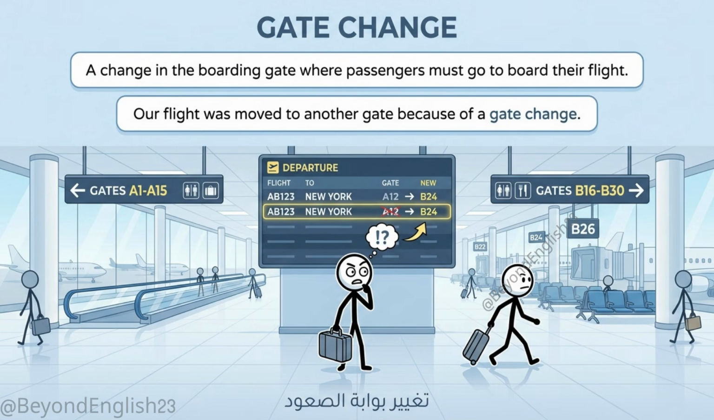4. Gate change. A gate change happens when an airline moves a flight's boarding location from one gate to another. Passengers should check airport screens and announcements for updates. Example: the departure board showed a gate change for our flight.